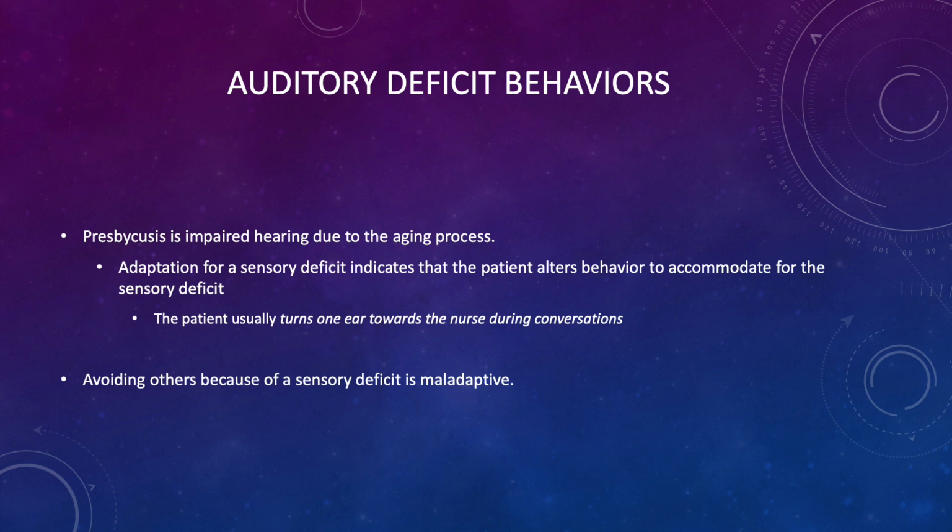What I need for you to know for this slide is what presbycusis is. Is it normal or not? What is it common in? What type of patient? The elderly patient. And you need to know that they're going to turn one ear towards you, and that is a direct indicator that that's what this patient is experiencing. And we need to educate them and let them know avoiding others is not the answer, right? There's nothing wrong with who you are. It is the way you are, and you need to get what you've got and make the best of it, and it's fine. No big deal.